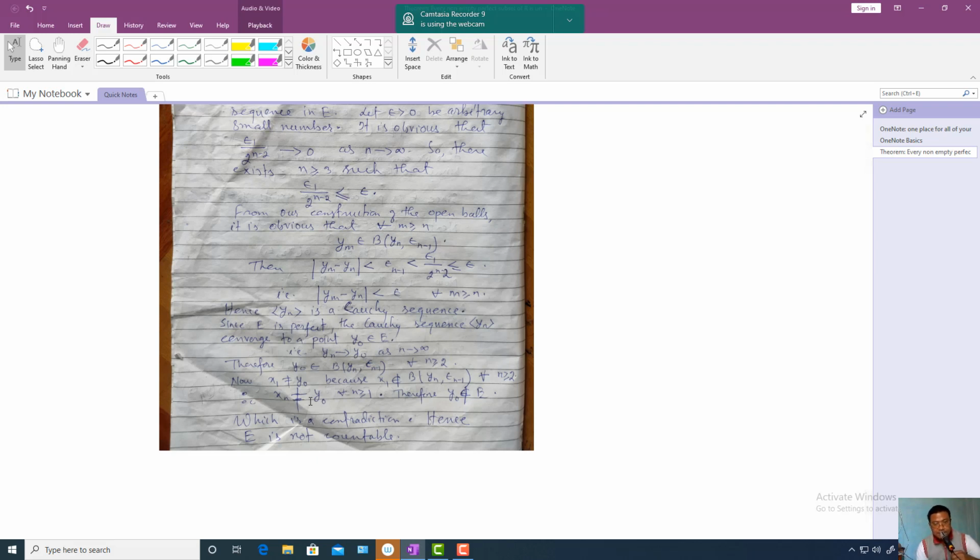In one way it says that y0 is a member of E. In another way it says that y0 is not a member of E. So this is a contradiction. This contradiction arises from our assumption that E is countable. So that assumption is wrong. Therefore E must not be countable. Okay, hence E is not countable.